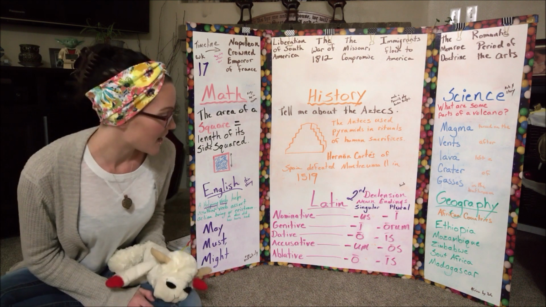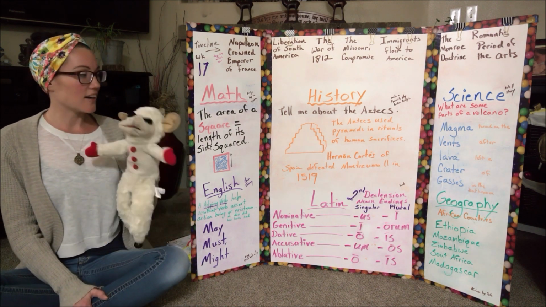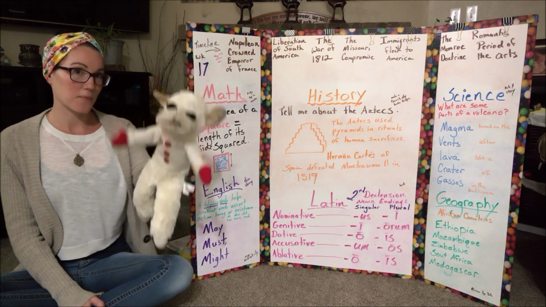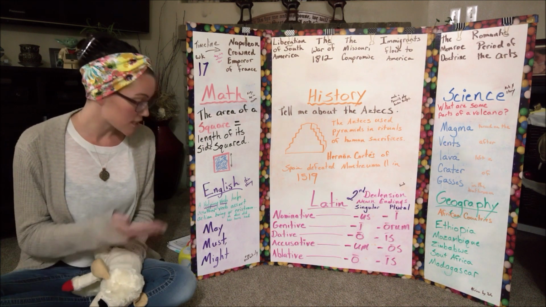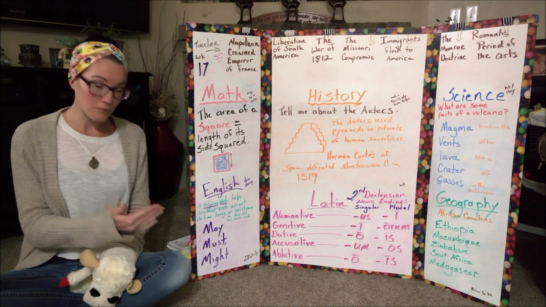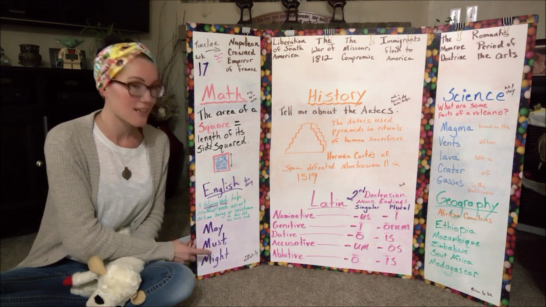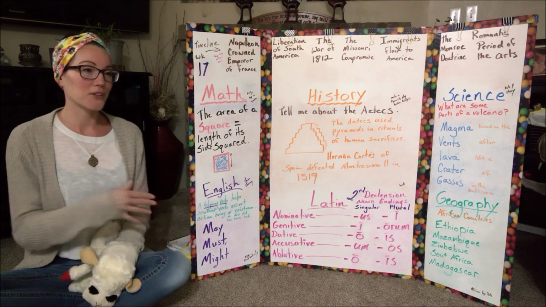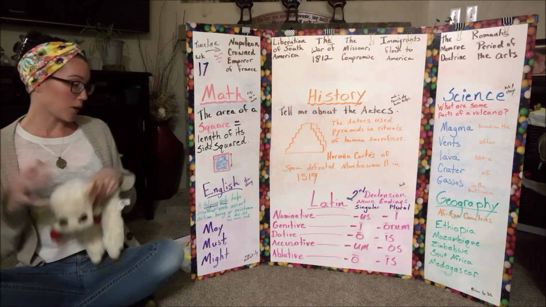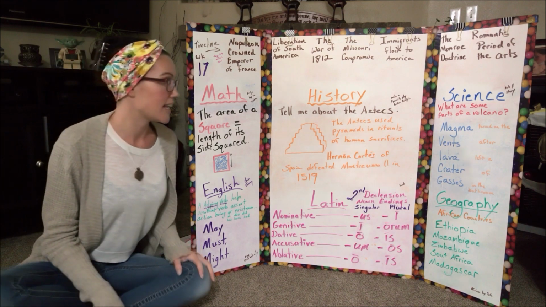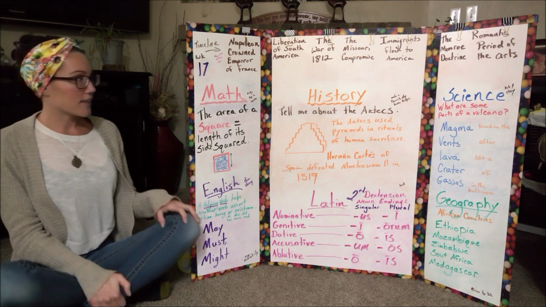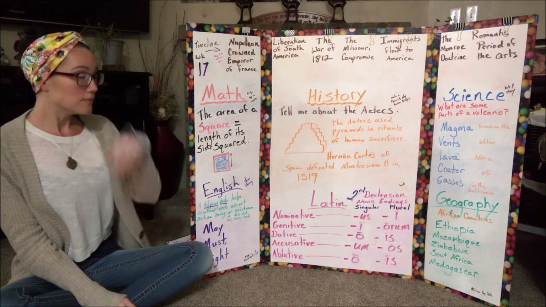And then we would do that, and then I would give the kids a turn to do the same thing with lamb. So we would sing the whole song and then stop and repeat may, must, might over and over again, like a broken record. And that is English. History, tell me about the Aztecs. Now this one, I'm going to start with the activity.